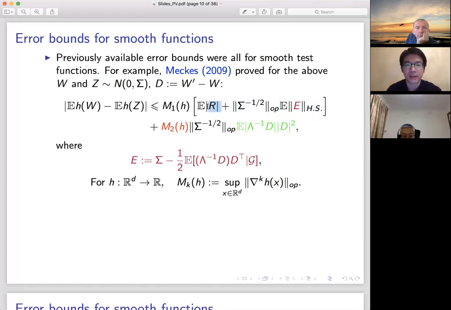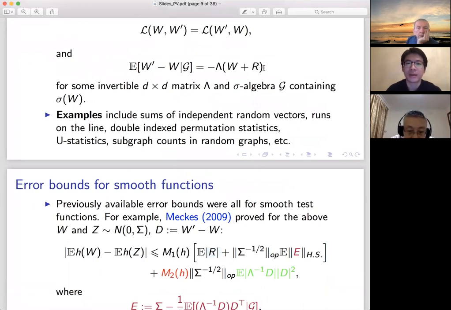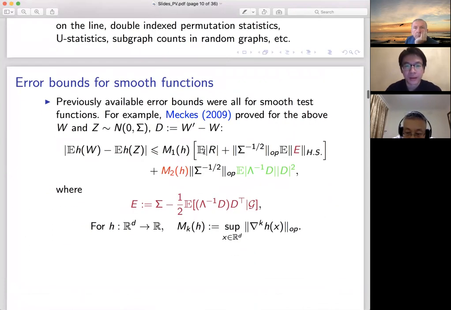This R is a remainder in the linearity condition. So that's this R here. It's a d-dimensional vector, and we are using absolute value to represent its Euclidean norm. So that's the first term. Then the second term involves the operator norm of the minus square root of the covariance matrix. So we are implicitly assuming this covariance matrix of W is non-degenerate, non-singular.